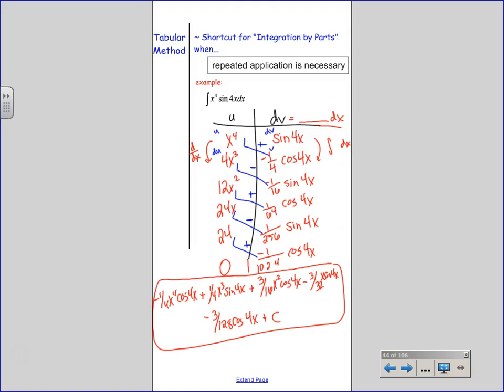When's the tabular method useful? When you have a polynomial of something greater than x. I was going to say x or x squared, but I think the tabular method will be nice when you have somebody that needs a few iterations to break down. Long story short. What if you were to do it with e to the x and sine of 4x? Loopy, right?